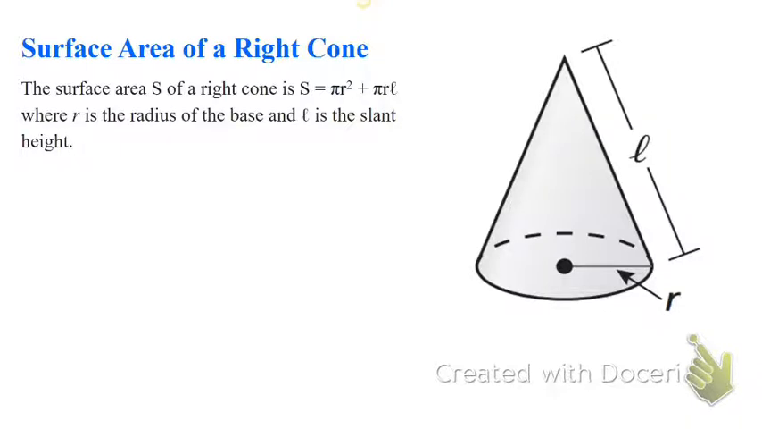Which means that if we're going to try to find the total surface area of a right cone, and this only works for right cones, folks, the surface area is going to be the base area, which is pi r squared, plus pi r L, which is the lateral surface area. r is the radius of the base, and L is the slant height.